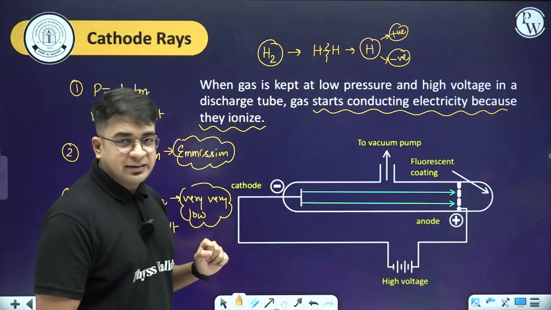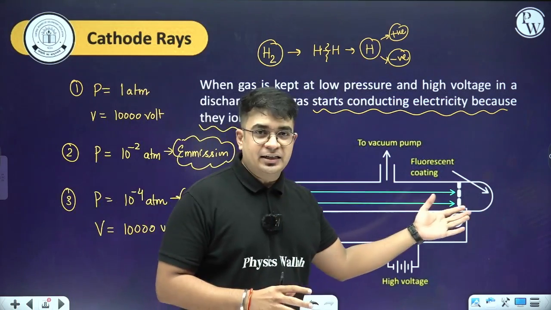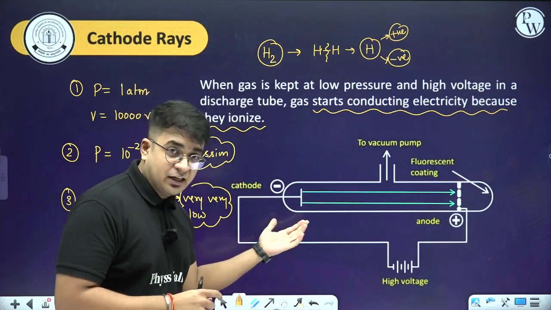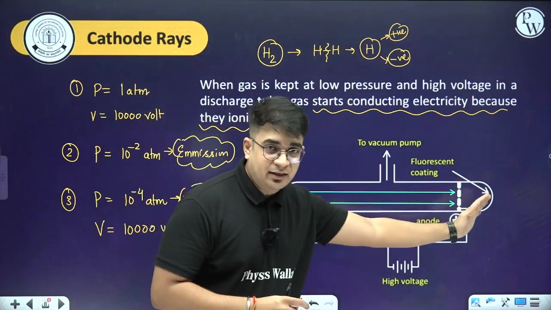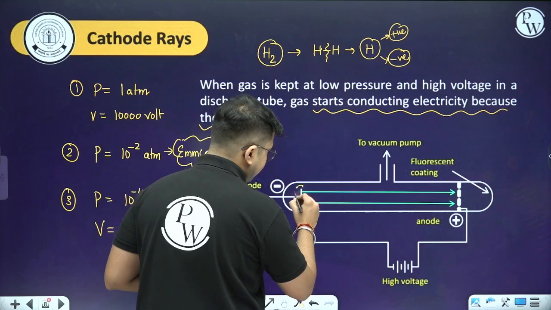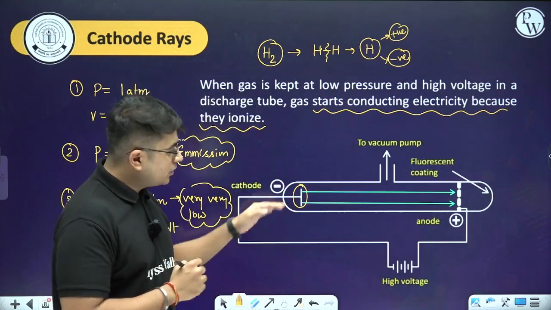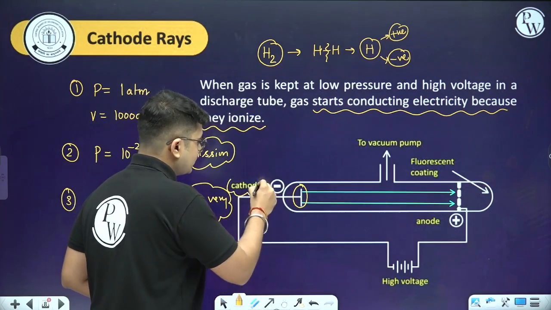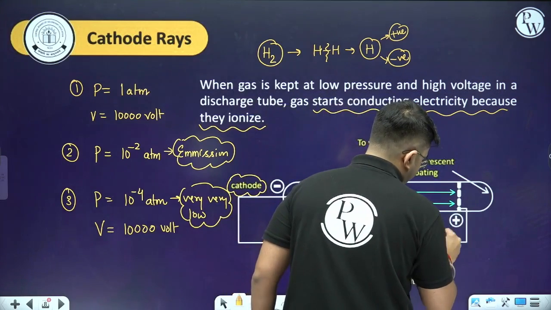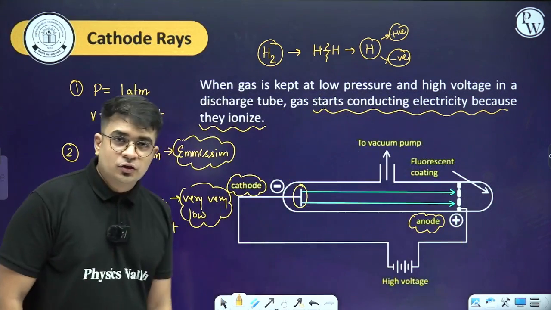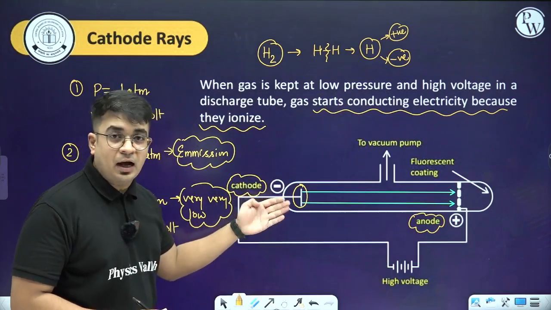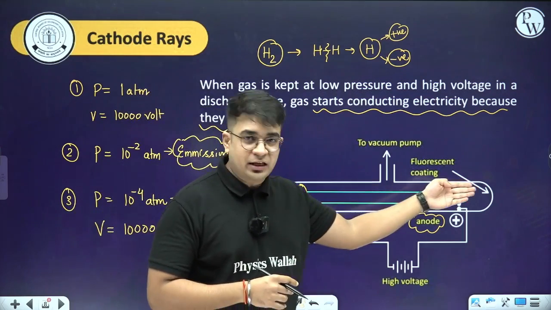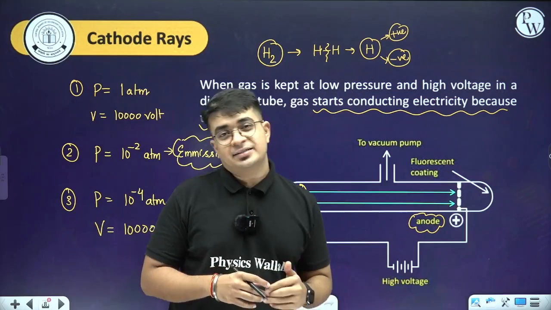So they thought that if the gas is conducting in nature and we are seeing that some rays are appearing, they are actually originating from one side to another side. They thought that these rays are emitting from the cathode and moving towards the anode. The negative charge electrode is the cathode and the positive charge electrode is the anode. So they thought that some rays are originating from the cathode and moving towards the anode, and they named them cathode rays.